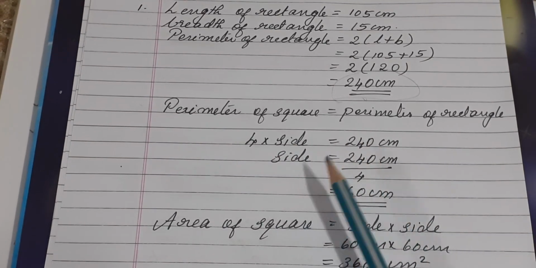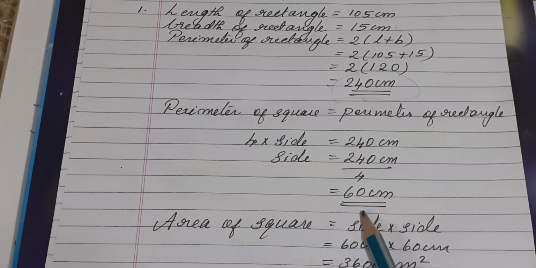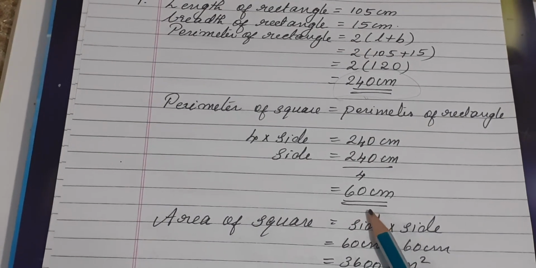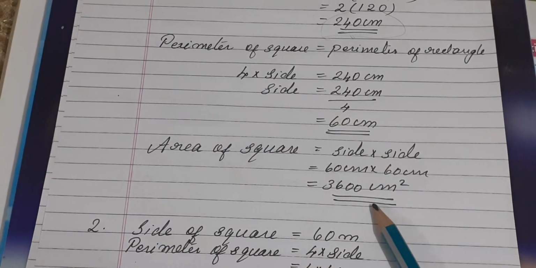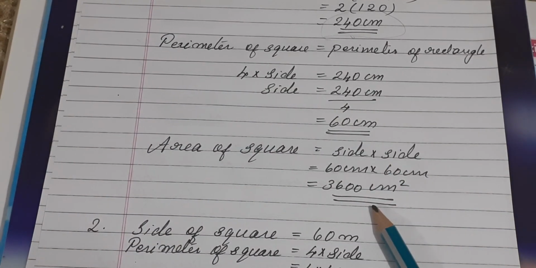What will be side? 240 divided by 4. So you will get the side of the square as 60 centimeter. Then from that you are able to calculate area of the square. How? Side into side. 60 into 60, that's equal to 3600 centimeter square.